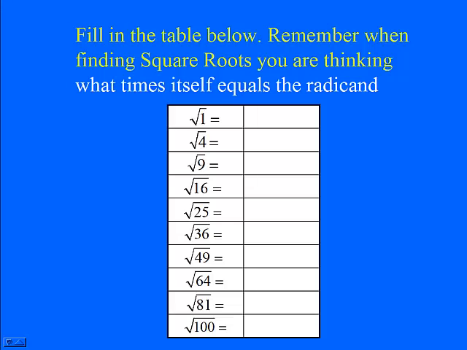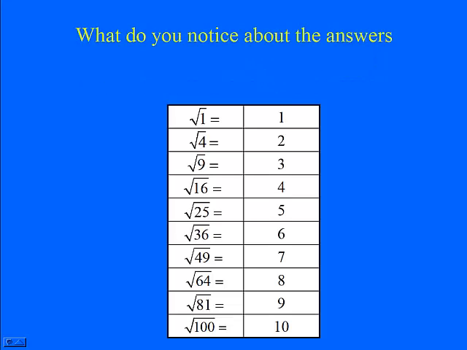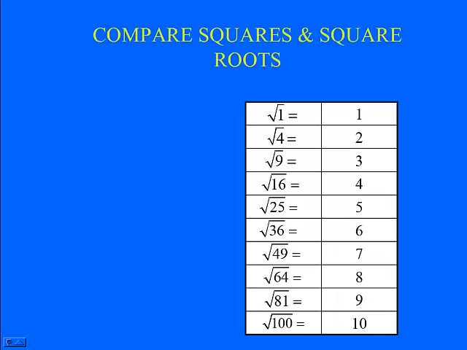Now, see if you can find the following square roots in the table below. Remember, when finding square roots, you are thinking what times itself equals the radicand. The radicand is the number inside the square root. Look carefully at these numbers. You should recognize them. Check over your answers. You should see they form a definite pattern.